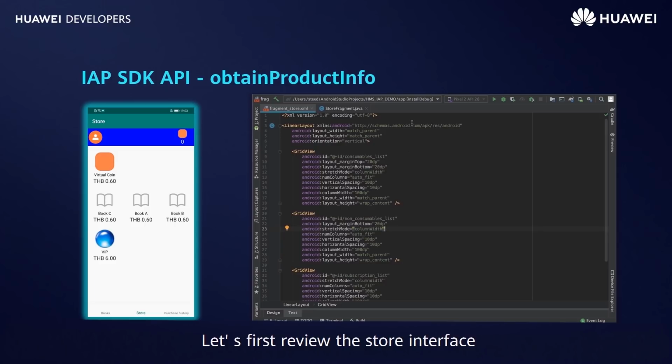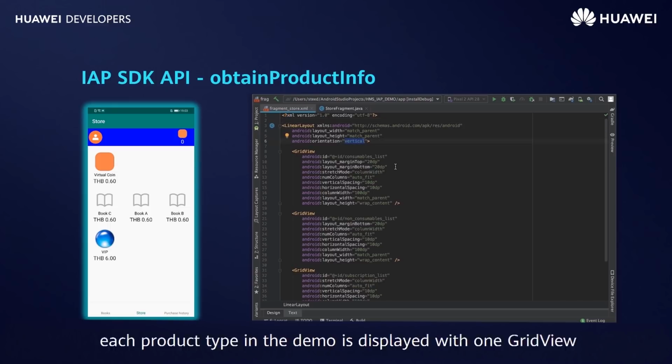Let's first review the store interface. From top to bottom are 3 product types. This is the layout file of the store interface. The vertical layout is adopted from the root node. For the sake of illustration, each product type in the demo is displayed with one grid view.